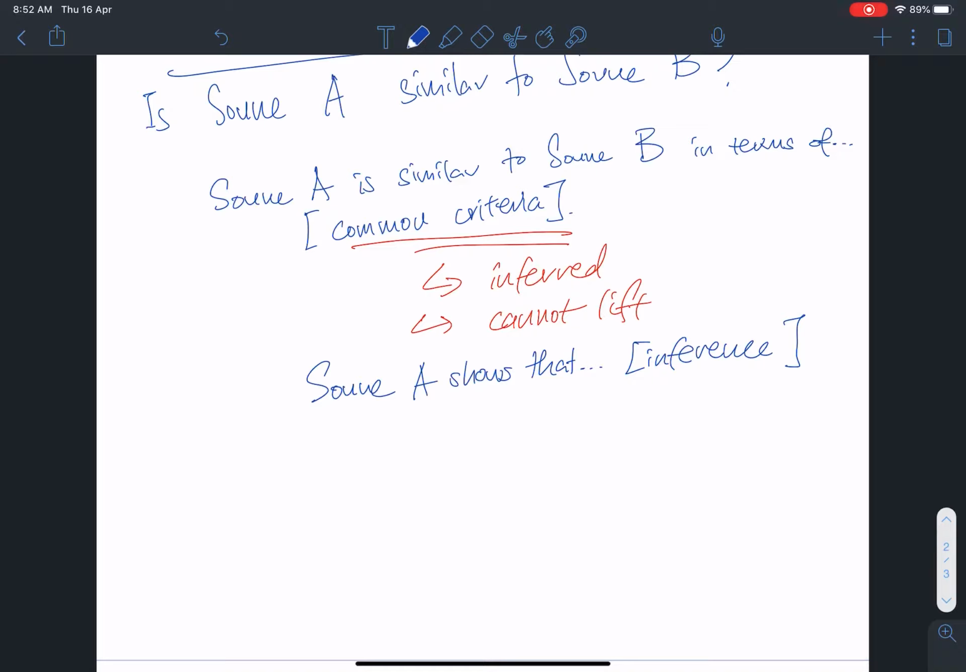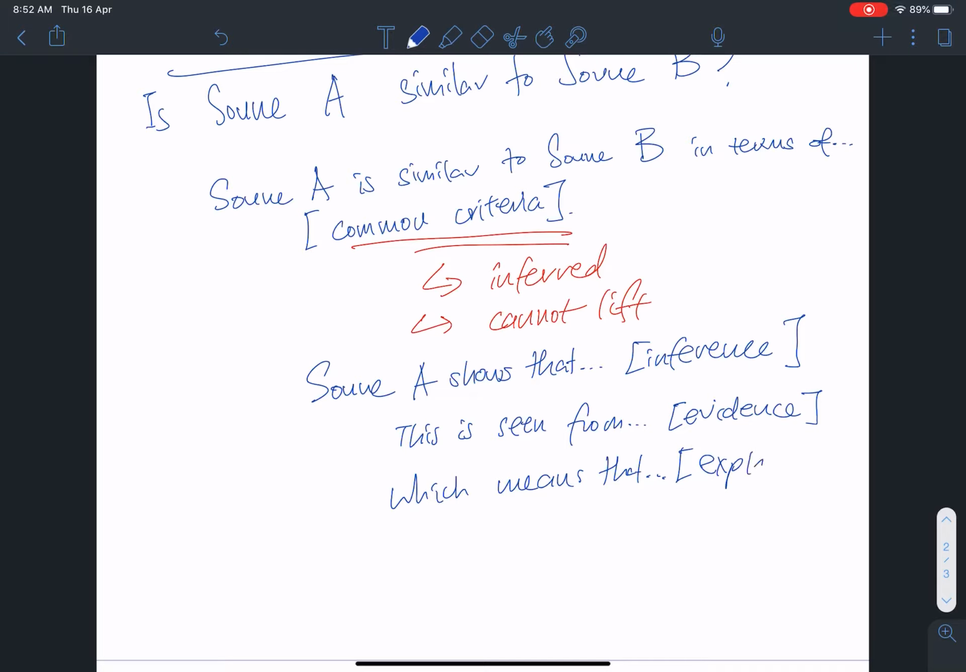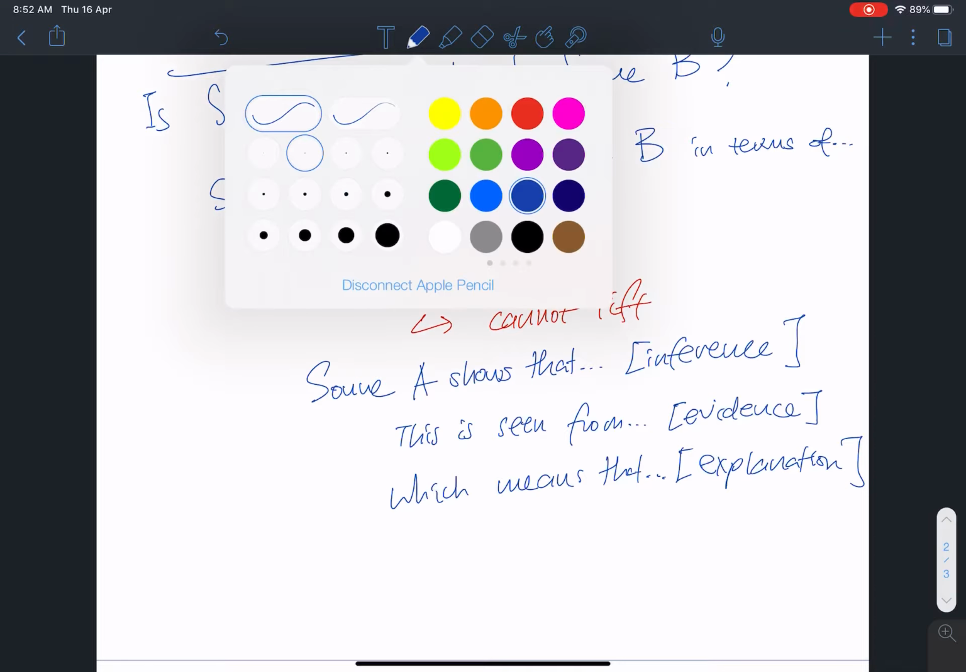Okay, and then I would use, okay, this can be seen from evidence, which means that explanation. Okay, why inference? Because now I'm going to point out some relationships which are important.